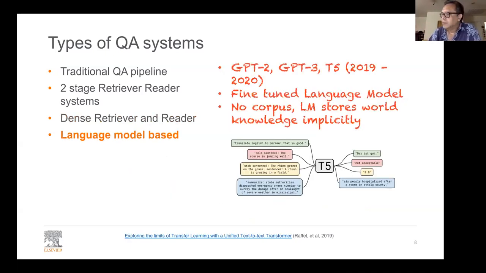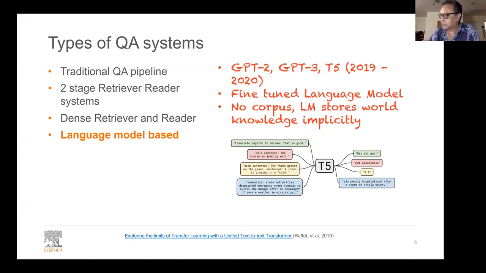Okay. The final one that I'll look at are the language model-based systems. Here we have dispensed with the corpus entirely, and the indexing, retrieving, and everything. Everything is based on a trained model, which contains world knowledge. Examples are T5, GPT-2, and GPT-3. The idea is that the language model stores the world knowledge implicitly. The reader is basically a fine-tuned question answering system. And that's pretty much it. The downside, of course, is that you need to train the entire thing every time.